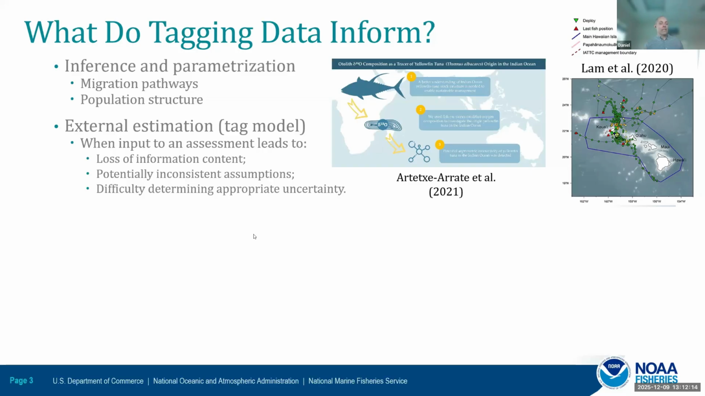There are two ways to handle the tagging data, which was just discussed in that previous discussion. You can analyze the tagging data externally in a tagging model, get your estimates of, say, movement and mortality, and then put that into a spatial stock assessment to model movement. But you have this problem where you have two different modeling frameworks. So you have a loss of information, but more importantly, an inconsistency in your assumptions, and some difficulty figuring out the uncertainty as you move between the two frameworks.